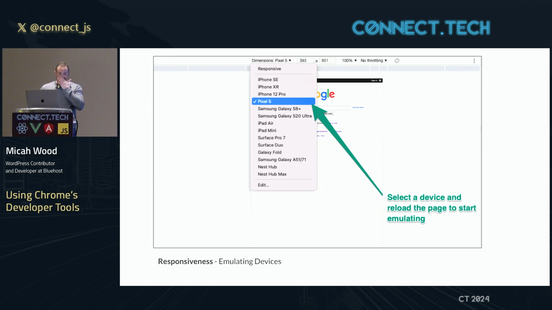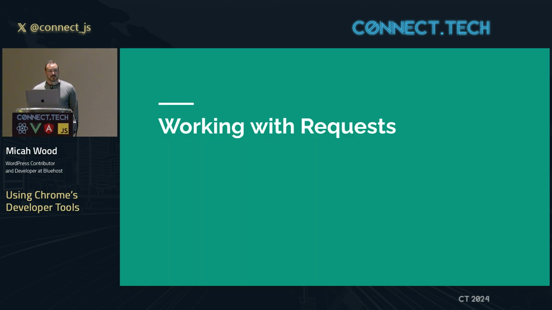And then you can also select a specific device that you want to emulate. They have all of the common devices. And again, this is an older screenshot, so there are newer things that will be in Chrome here. But yeah, you can just pick out of that list.